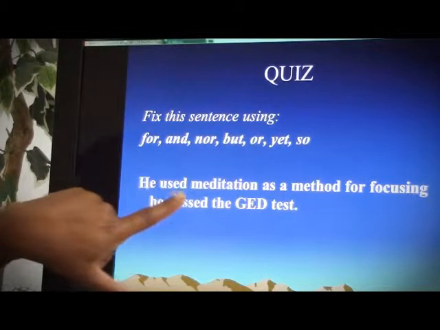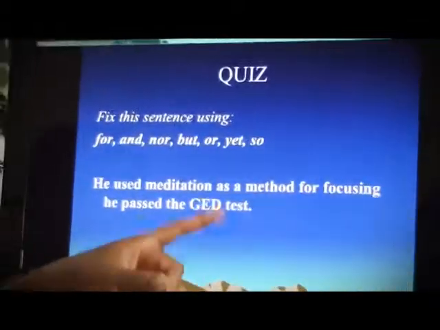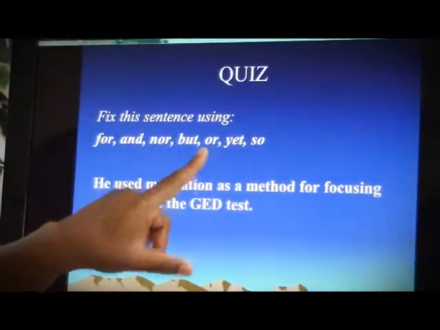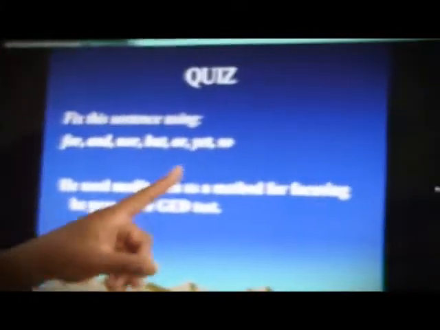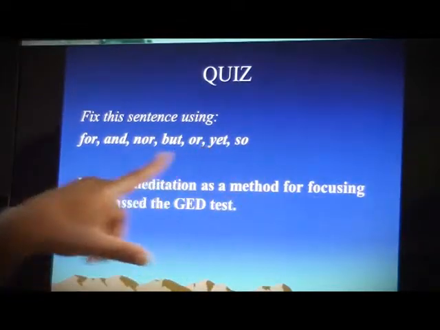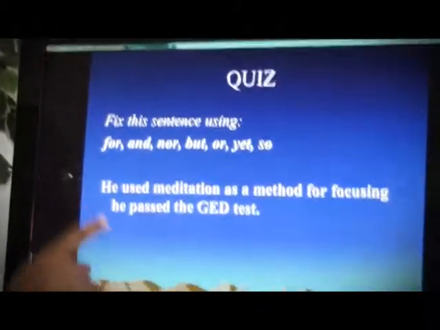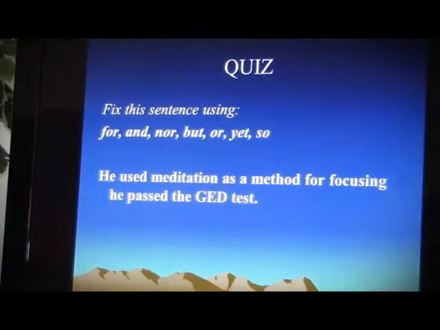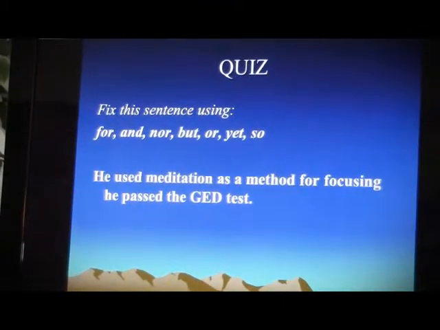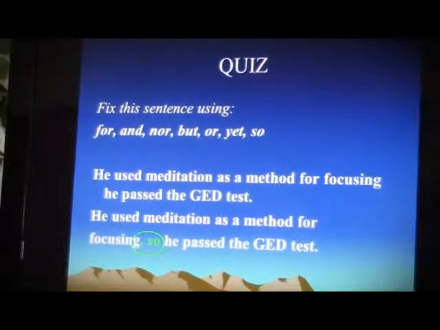He used meditation as a method for focusing, but he passed the GED test. You assume meditation would help him pass the GED test. I don't think it's but. Or doesn't really work. He used meditation, or he passed the GED test. That's not quite right. Yet he passed the test. Yet and but kind of need the same thing. How about so? Oh, you think so, huh? He used meditation as a method for focusing, so, therefore, he passed the GED test. I think that could be right. So is correct. Great job.